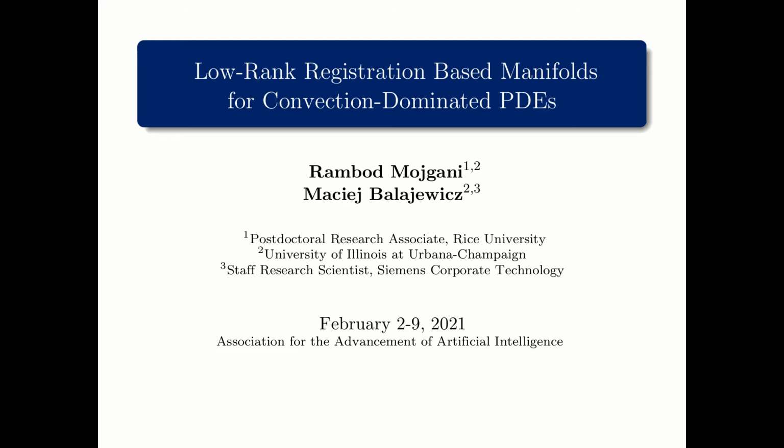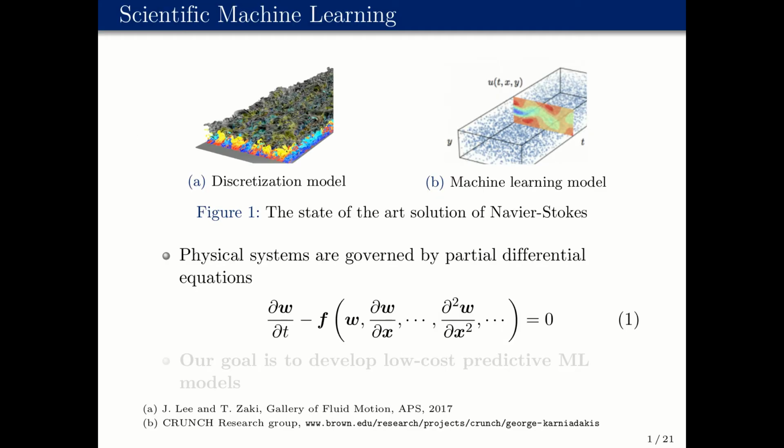In this video, I'm going to present our work on dimensionality reduction of convection-dominated PDEs using the proposed approach, low-rank registration-based manifolds. In scientific machine learning, we are often interested in dynamical systems or physical phenomena that are governed by partial differential equations. And we often have access to these governing equations using first principles, and they can be written in the closed form of equation 1.